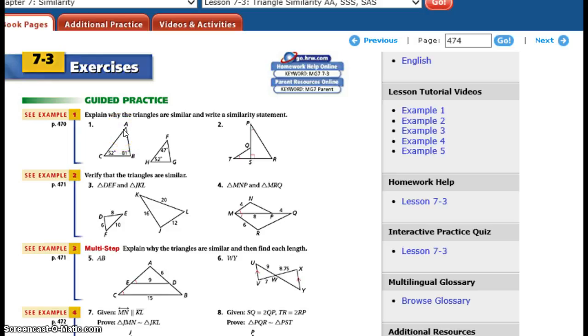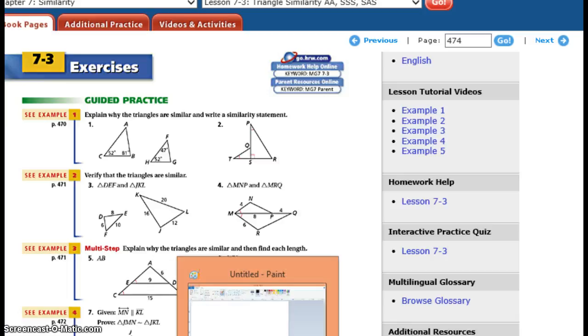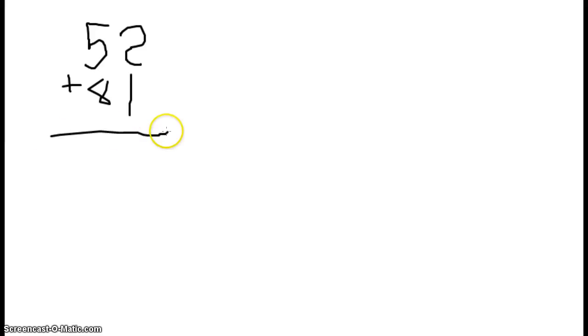So we're going to use our handy dandy whiteboard and do some math. Now we have 52 plus 81. Since we know that triangles have to equal 180, all of their angles have to equal 180, we're going to add these up and then subtract them from 180 to find the remaining angle. So this is going to be 133. Now we have our 180. We're going to subtract 133 from 180. Pardon my handwriting.